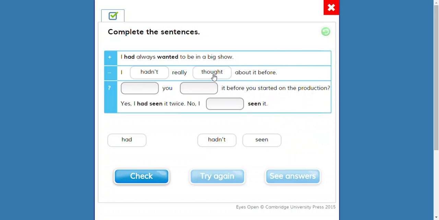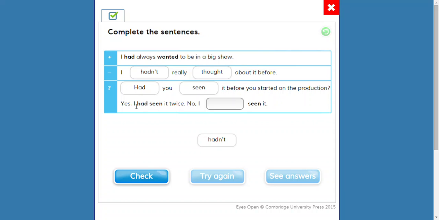Thought is the past participle of think. Question. When you have a question, you put had at the beginning. Had you seen it before you started on the production? Seen is the past participle of see. Okay. Yes, I had. Yes, I had seen it twice.